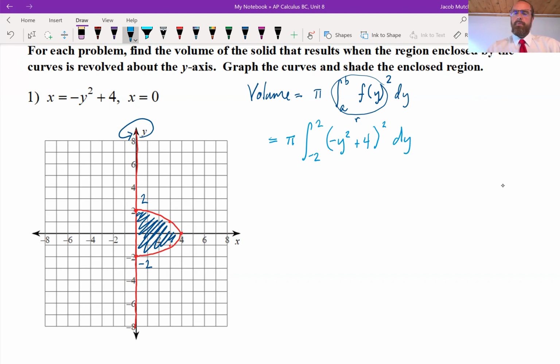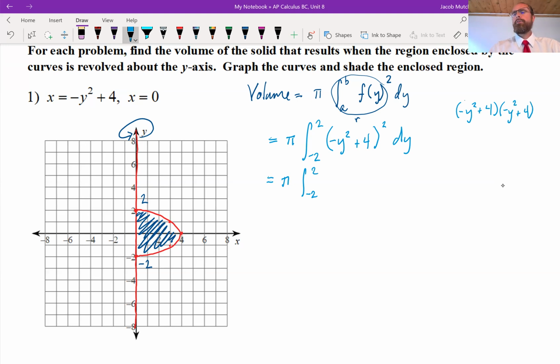Now I want to simplify and actually integrate. So I'll put the pi there. It's the coefficient that stays, so negative 2 to 2. And I want to actually FOIL out negative y squared plus 4. So just to help with the foiling, I'm going to expand it.